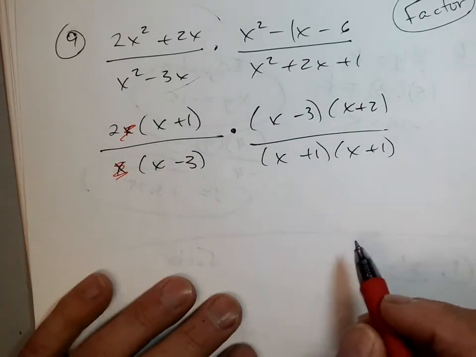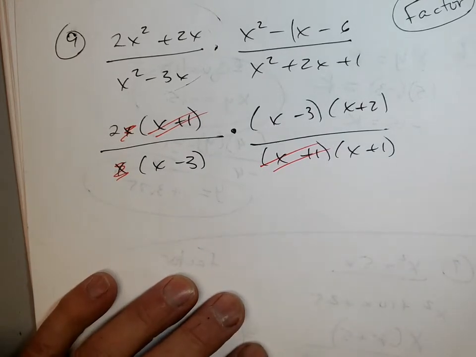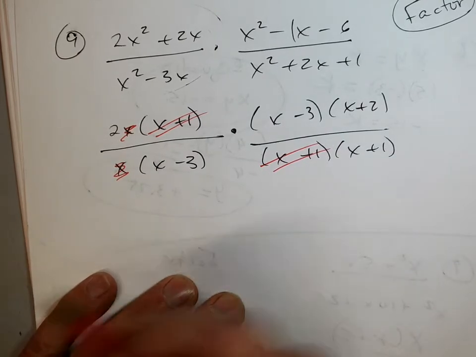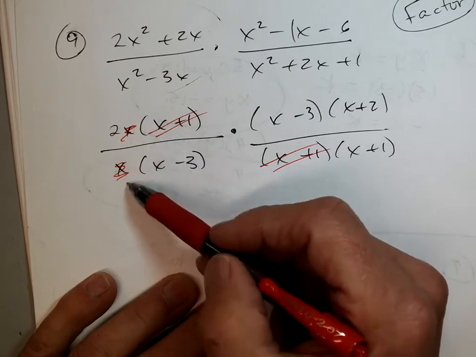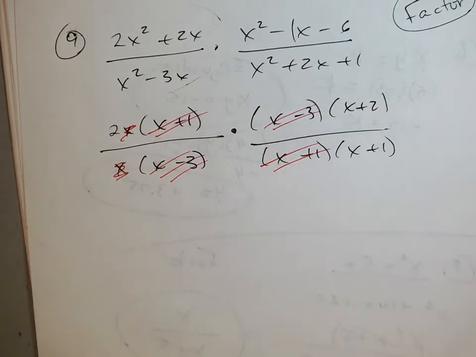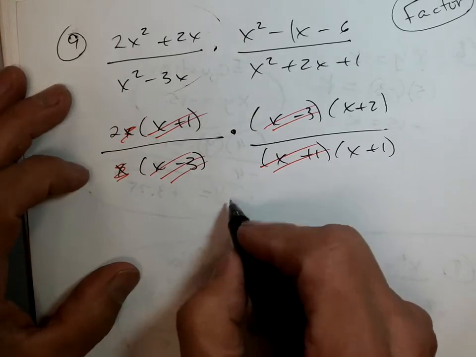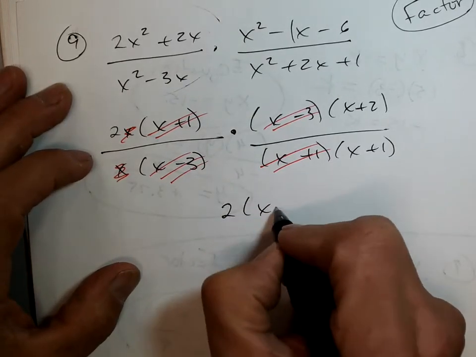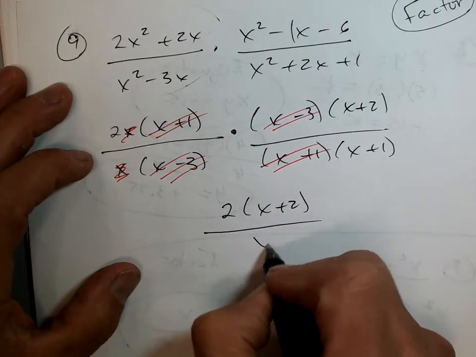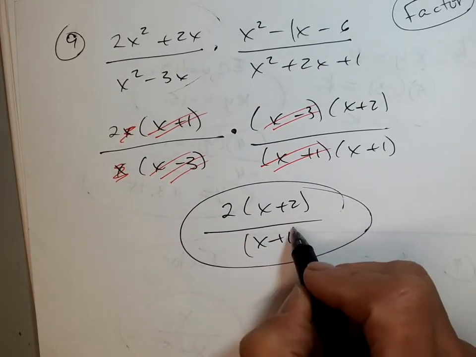Okay. This x plus 1 cancels x plus 1. This is the fun stuff, okay? Oh, right here. X with x right there. X minus 3 with an x minus 3. Now, we've reduced this fraction a whole bunch, right? It was a big, ugly fraction. Now we've reduced it to 2 times an x plus 2 over an x plus 1. That's it. Can't reduce it any more than that.